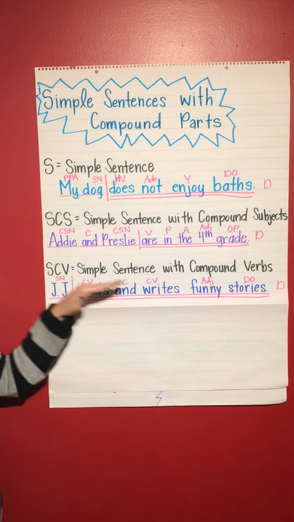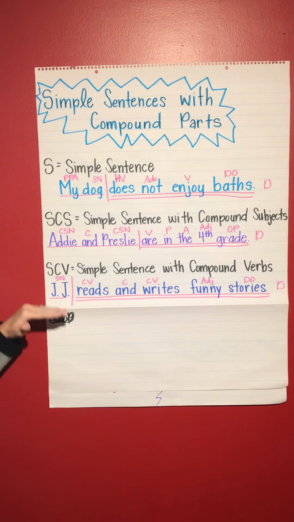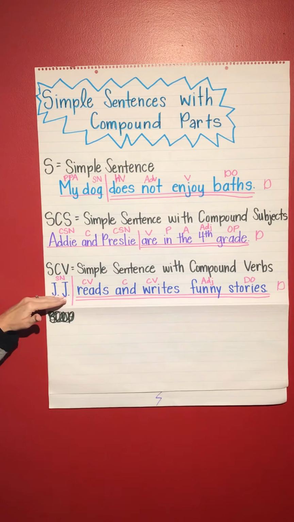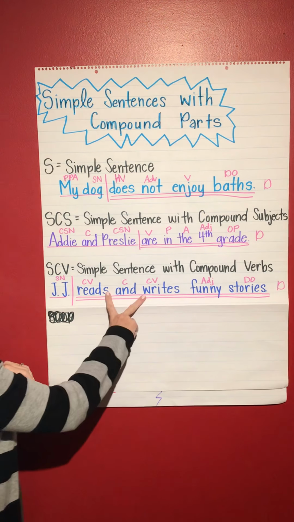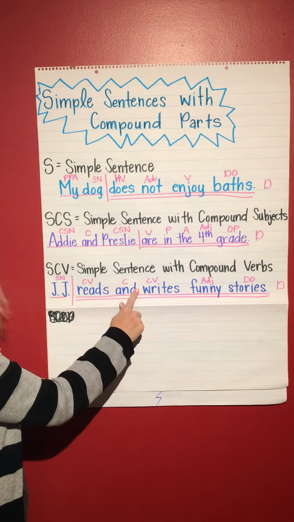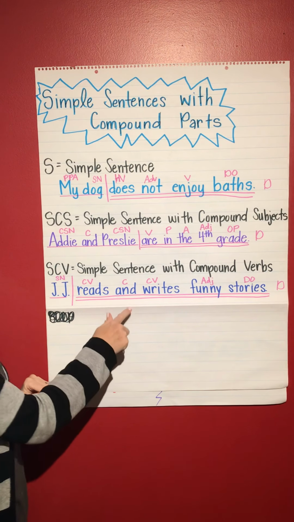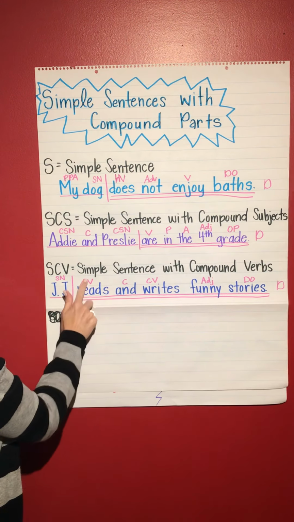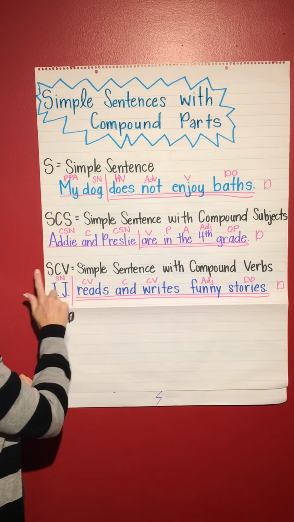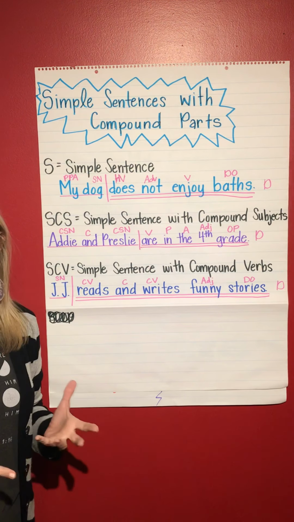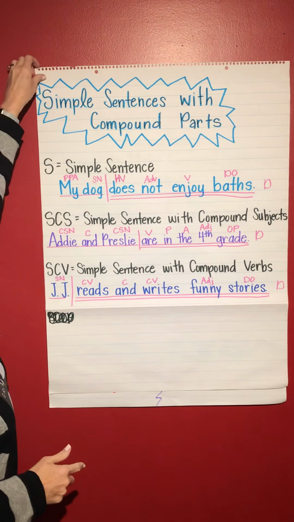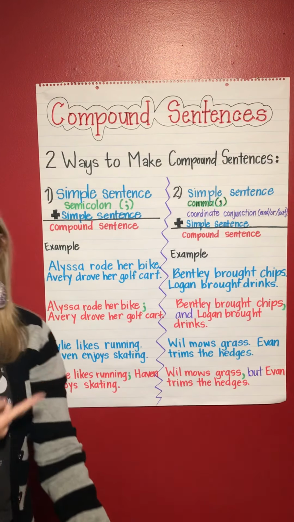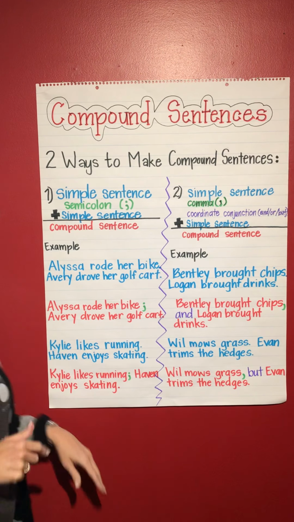A simple sentence with compound verbs might be JJ reads and writes funny stories. There's one subject noun, but there are 2 verbs. We see this conjunction here, a coordinating conjunction, and it combines 2 verbs, reads and writes. But this is still just a simple sentence. It just has compound parts. Hopefully that will make a little more sense when we cover the next thing, which is compound sentences.